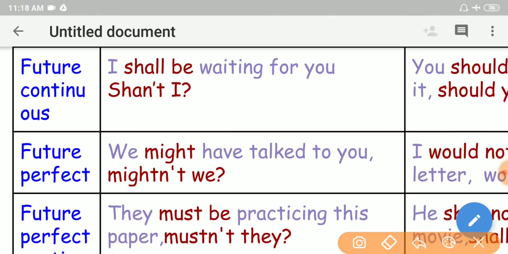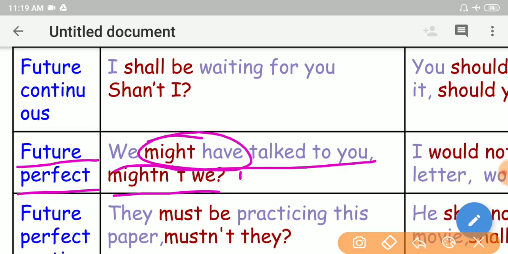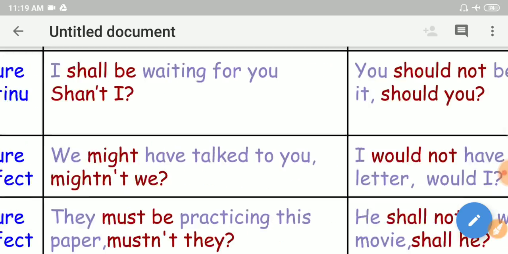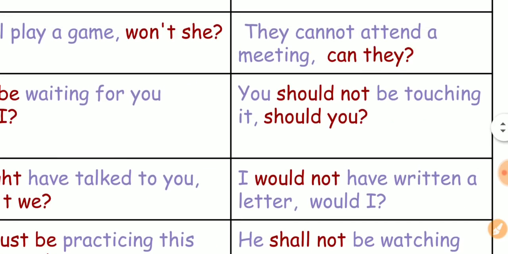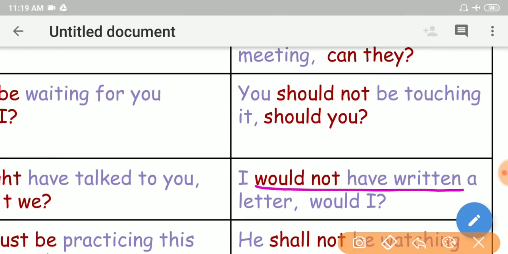Like that, future perfect tense. We might have talked to you. Might have is the positive, tag is negative. So here, would not have written is the negative statement. Would I is the positive tag, my dear friends.